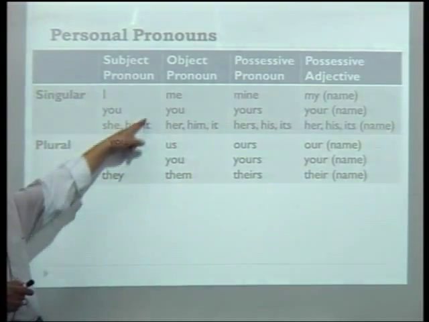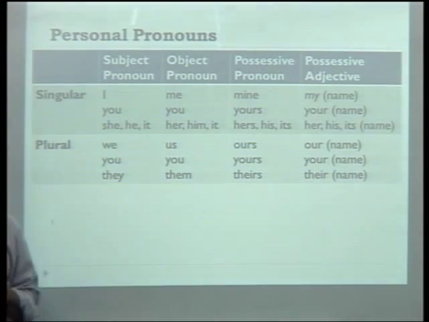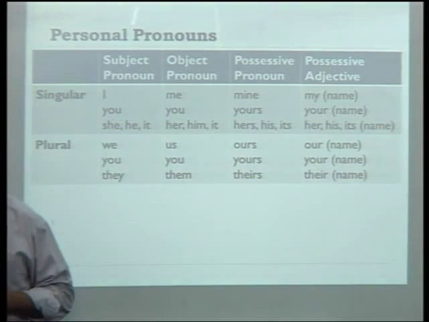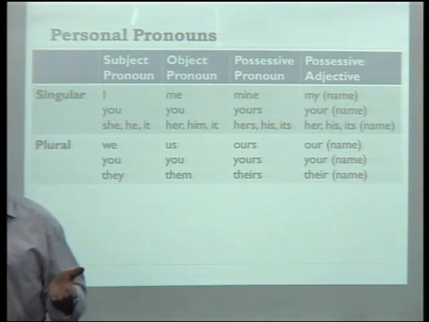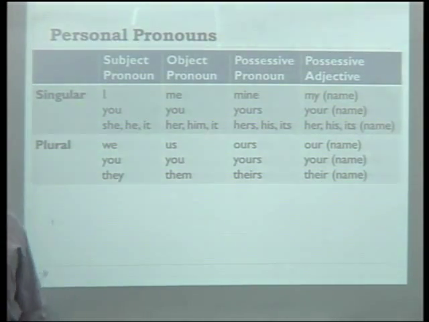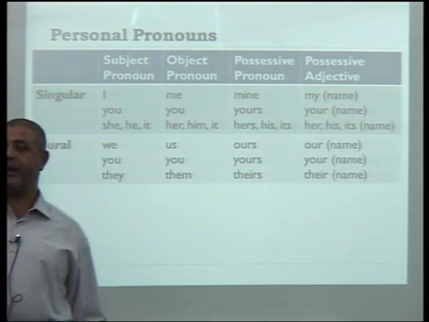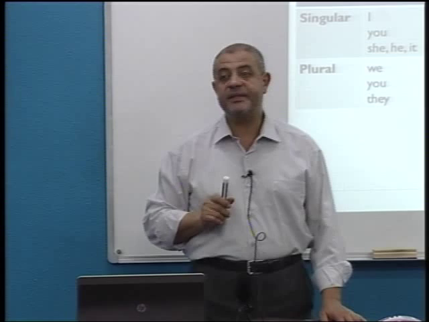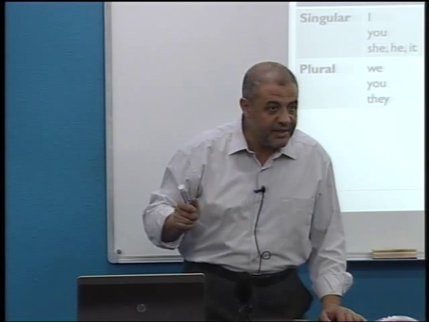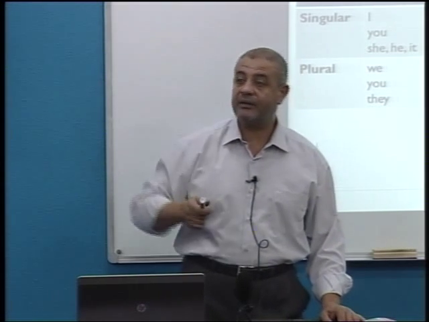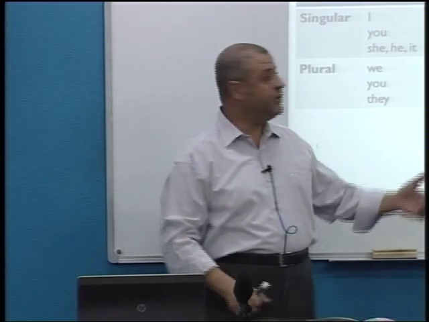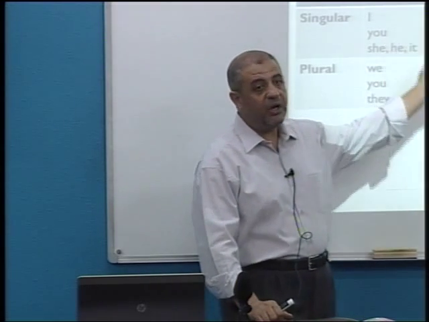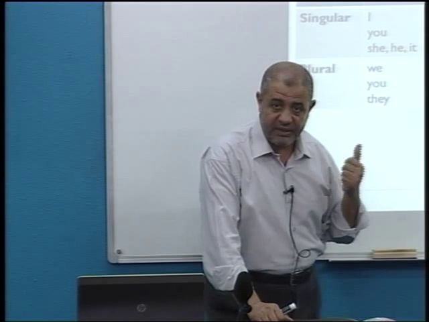Now, these are called what? Subject pronouns, because they are used as the subject of the sentence, or they refer to the subject. For example, Fatma is a good student. She is my sister. She refers to what? To Fatma. So they can be used as a subject or they can refer to the subject.